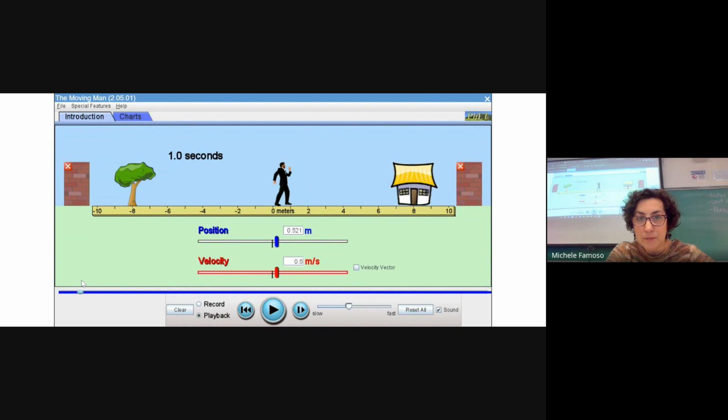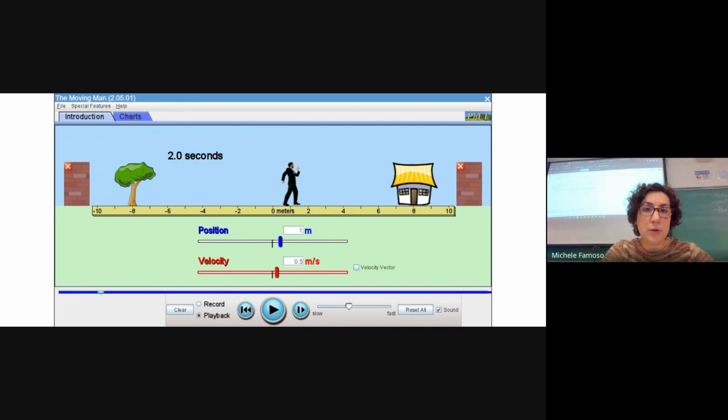oops, there I am. I'm using 0.479 and 0.5. Notice it's going to truncate the positions, and that's okay. All right, now go to 2 seconds. Let's do the same thing. 2 seconds. There it is. 1 meter and 0.5. 1 and 0.5.